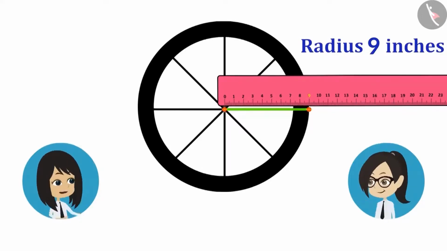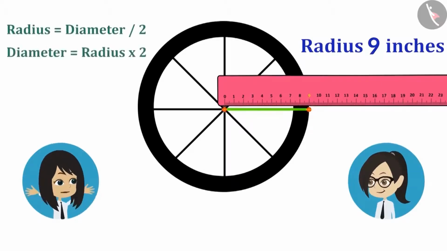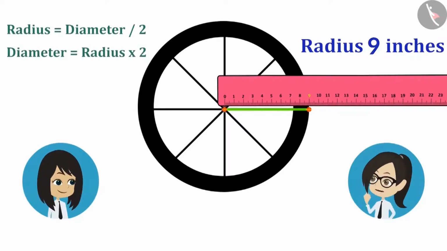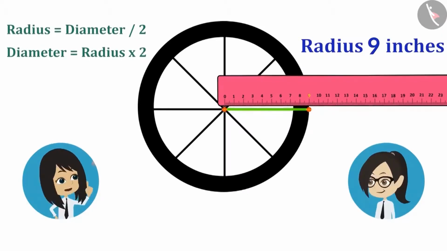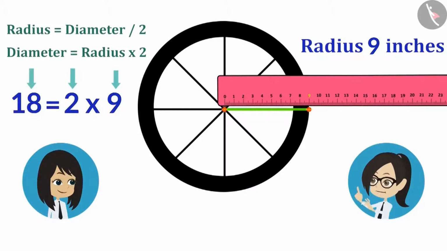How? Look, the radius is also called the half of diameter. This means that the diameter will be twice the radius. Got it? Oh, that means if we multiply the radius by 2, then the measure of diameter will be known. Yes. Radius is 9 inches and multiplied by 2, it will be 18 inches. This means that the diameter of the wheel of our bicycle is 18 inches.